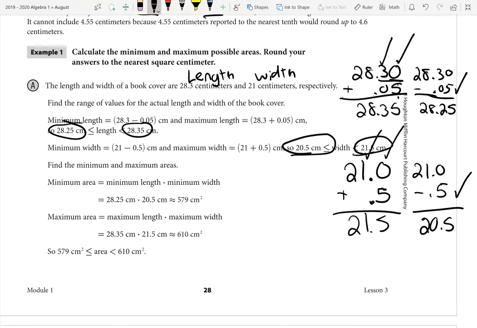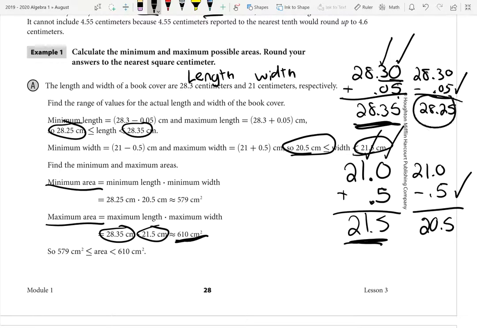maximum and minimum widths. And so when you find the area, once you have these lengths, you can find the area by taking the maximums and multiplying them together. So for the maximum area, you take the maximum width and the maximum length and multiply them together. You do the same thing if you want to find the minimum area. You take the minimum results and multiply them together to get the minimum area. So you can see that the minimum area was 579 because you just multiplied those numbers together, and the max was 610. So that means the area is somewhere between 579 and 610.